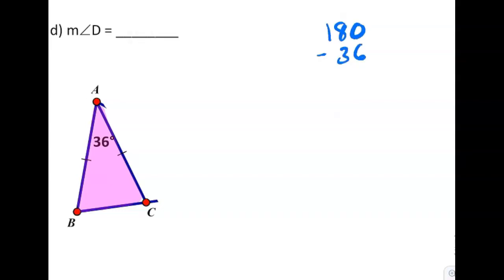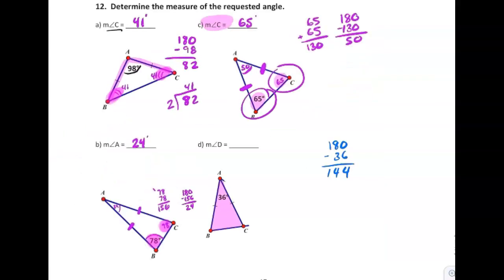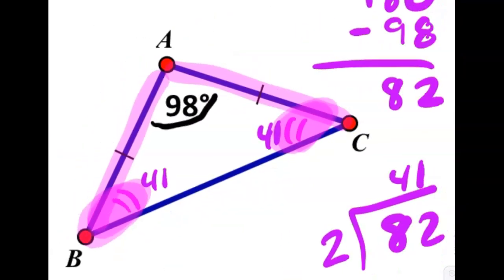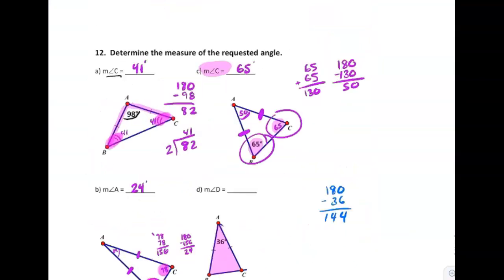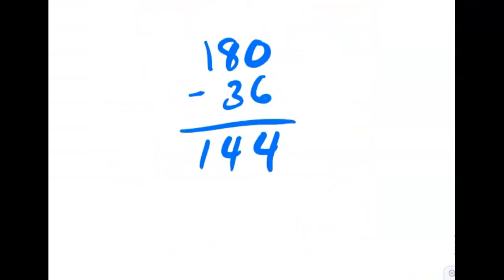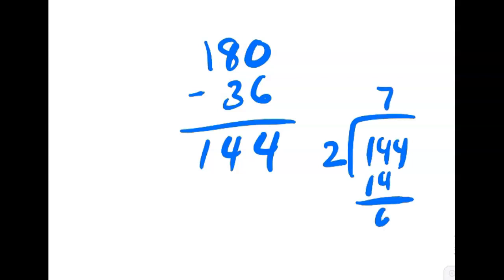180 degrees minus the vertex angle at the top leaves us with 144. But remember this one, when I knew the vertex angle at the top, I took the remainder and divided it by 2 to split it evenly. So I'm going to take this 144, divide it by 2, and you get 72.